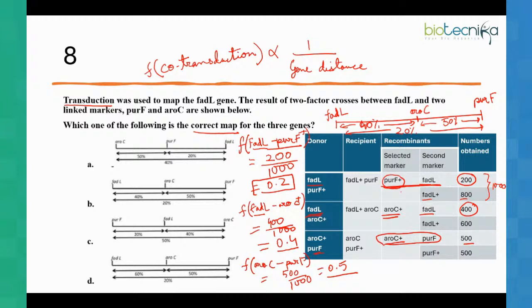Now if you see the options that are given, the maps which are given here, you can eliminate option A and option C, because FADL and PER-F are not present at the ends. And when you check for B and D, here as you see the co-transduction frequency between FADL and ARO-C is 40%, not 60%. So that's why this is eliminated. Answer is option B.